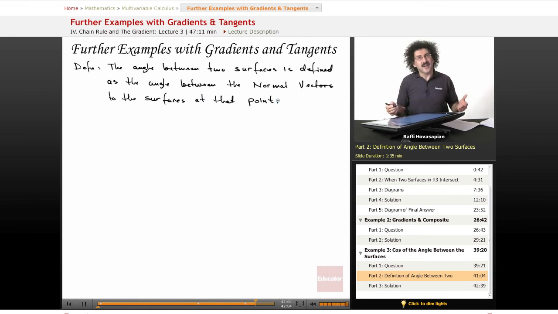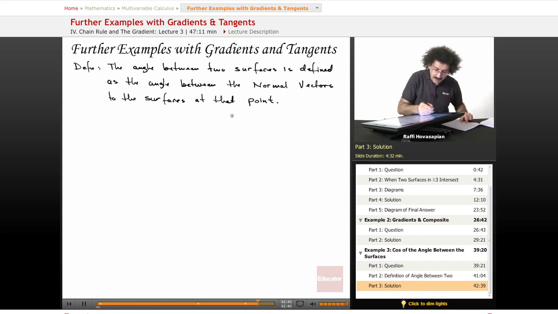And we know how to find the vector that is normal to a surface at that point. It's the gradient vector evaluated at that point. That's the whole idea. You have a surface, and the gradient vector is perpendicular to that surface at that point. So the angle between two surfaces is defined as the angle between the normal vectors to the surfaces. You have a surface, you've got a normal vector. You have another surface, you have another normal vector. The angle between those two normal vectors is the angle between the surfaces.